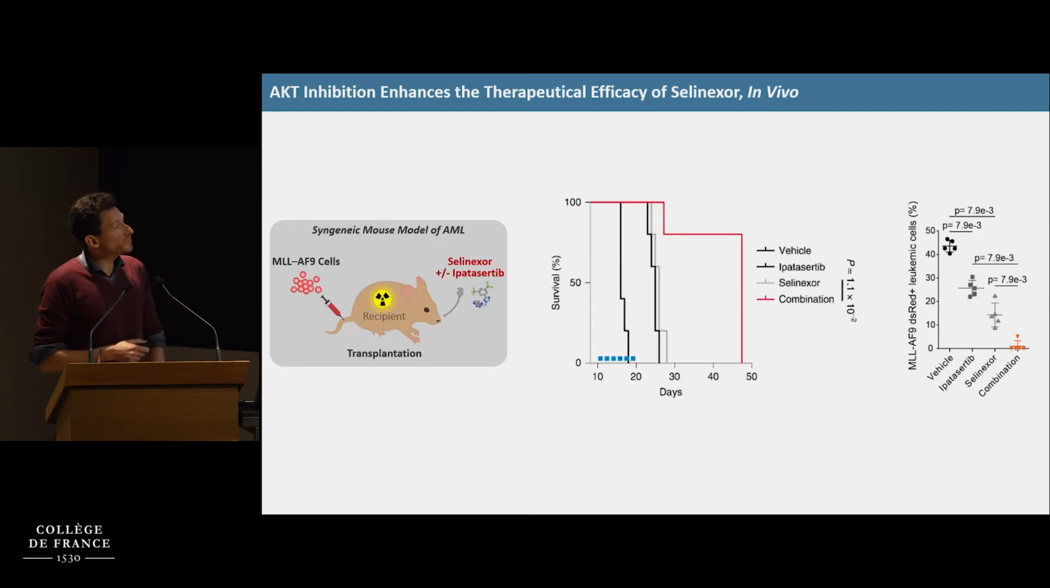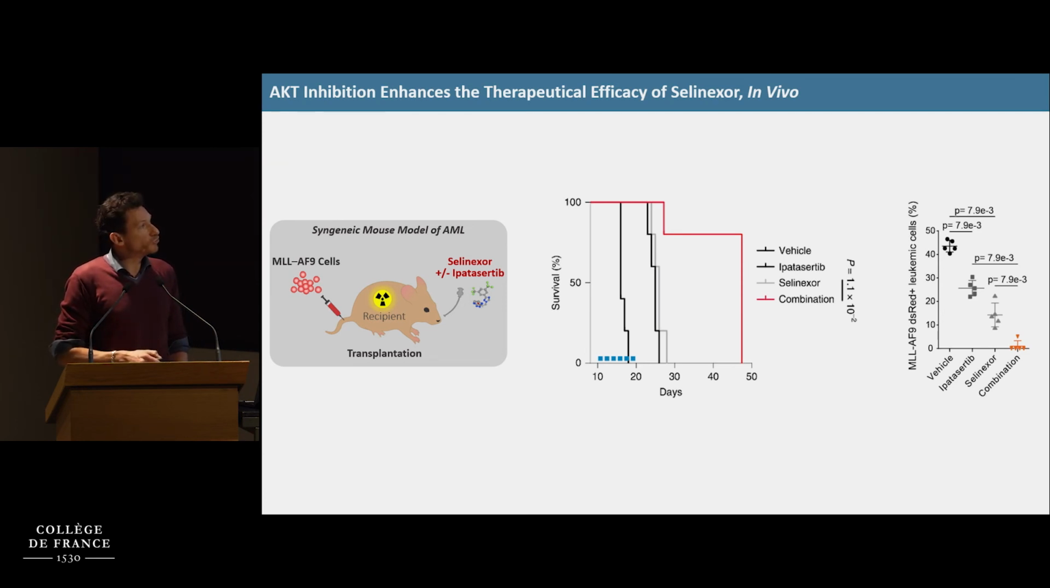Given these striking results, we decided to move forward into preclinical testing of the selinexor activity in combination with AKT inhibition in vivo. So we used a syngeneic mouse model of AML driven by a fusion oncogene in AML called MLL-AF9. Those cells were injected into irradiated recipient mice, and those mice were treated with either selinexor or ipatasertib, an AKT inhibitor, or the combination of these 2 compounds. And we found that the combination of these 2 compounds was able to significantly prolong the overall survival of the mice in comparison to every compound taken alone.